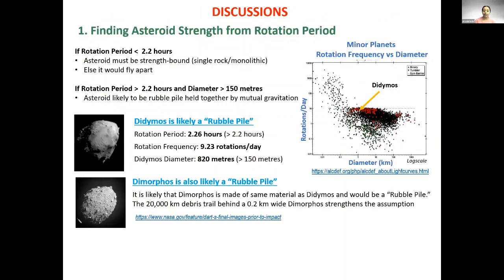Using the rotational period and the diameter of Dimorphos, I was able to conclude that it had to be rubble-based, which meant it was basically many rocks combined together because of their gravitational pull.